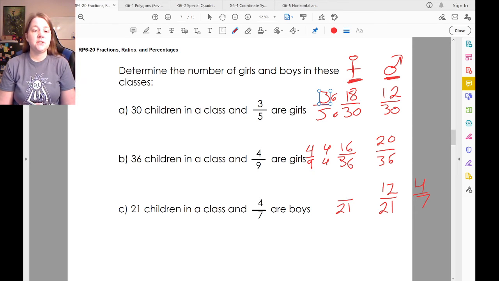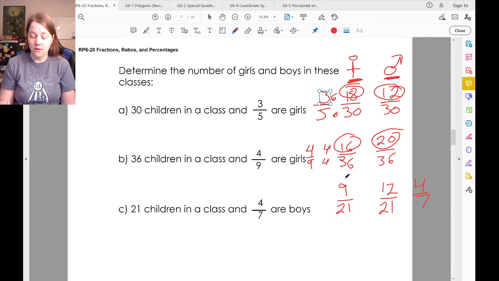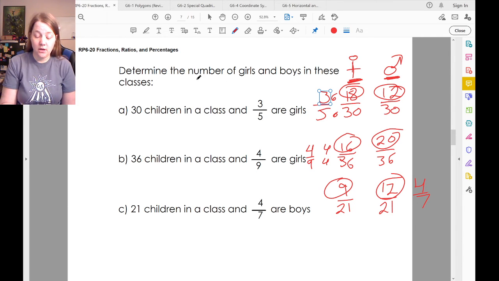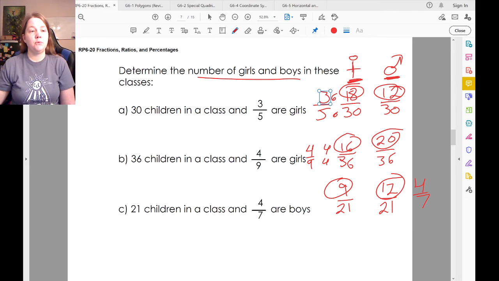How many girls are there in the class of 21 if there's only boys and girls? Well, 21 minus 12 is 9. So we can see that our numerators here would tell us the number of girls and boys.